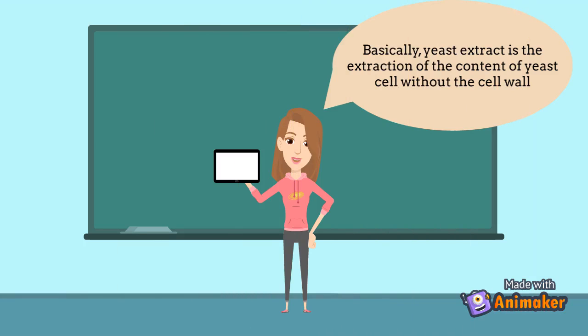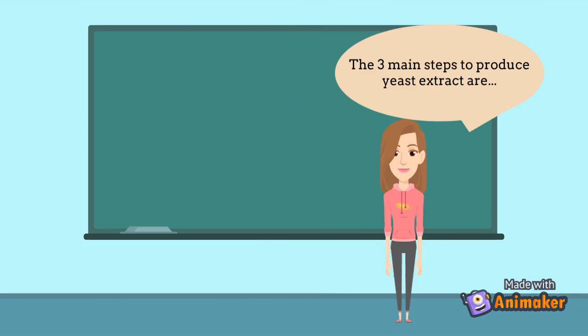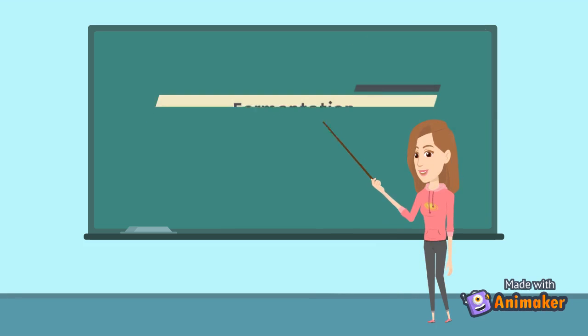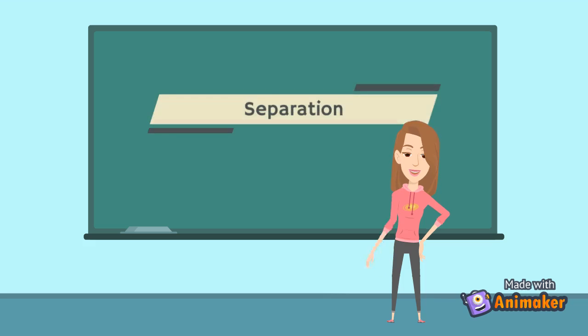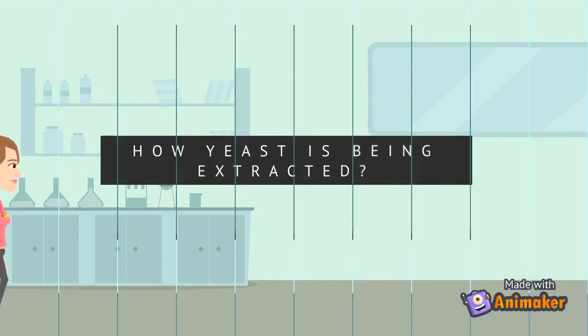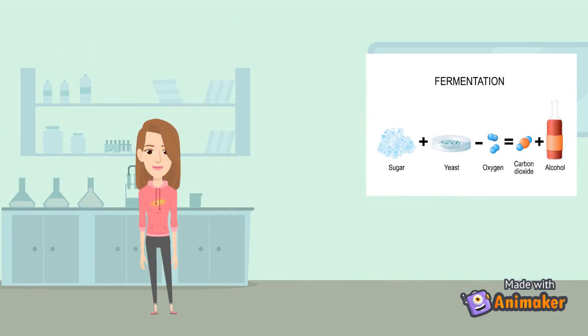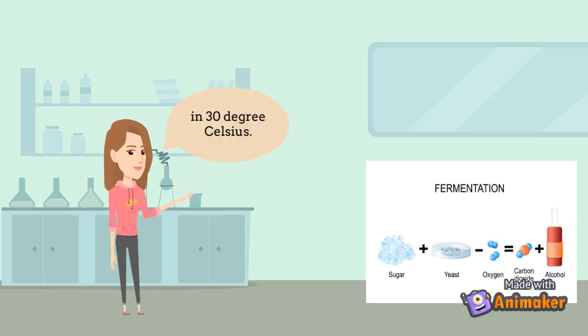Basically, yeast extract is the extraction of the content of yeast cell without the cell wall. The three main steps to produce yeast extract are fermentation, autolysis, and separation. It all begins with the fermentation step. First, sugar and sufficient oxygen is supplied to promote the growth of yeast cell, at 30 degrees Celsius.